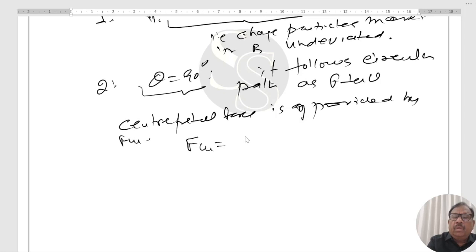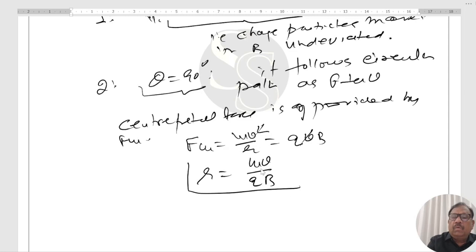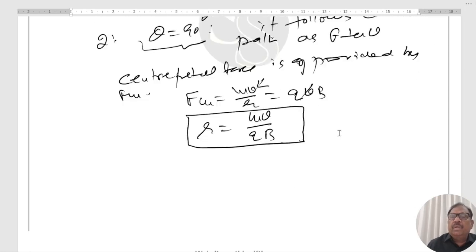Now, therefore, Fm provides m v square by r, that is q v B. Then r comes out to be m v over q B.